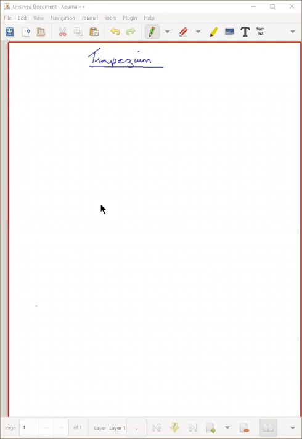We were doing special types of quadrilaterals. We covered parallelogram, rectangle, square, and rhombuses, right?